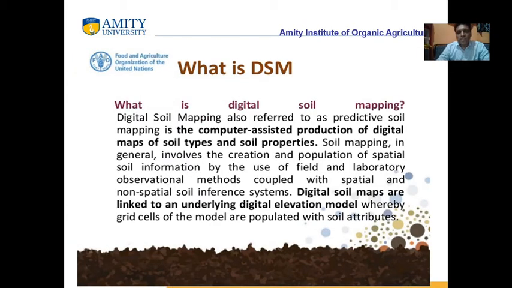What is digital soil mapping? It is the computer-based production of digital maps of soil types and soil properties. Different soil types and soil properties are mentioned on the maps, and it is prepared by a computer system. Soil maps are linked to the underlying digital elevation model, whereby the grid cells of the model are populated with soil attributes or soil characteristics.